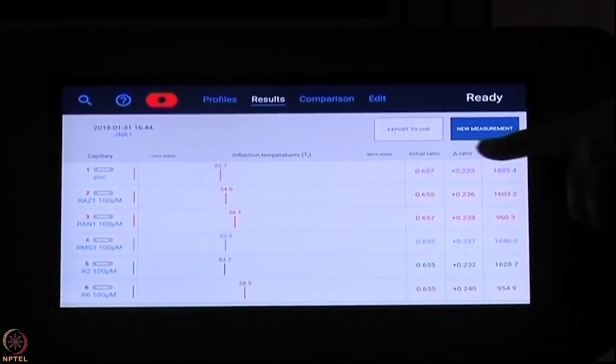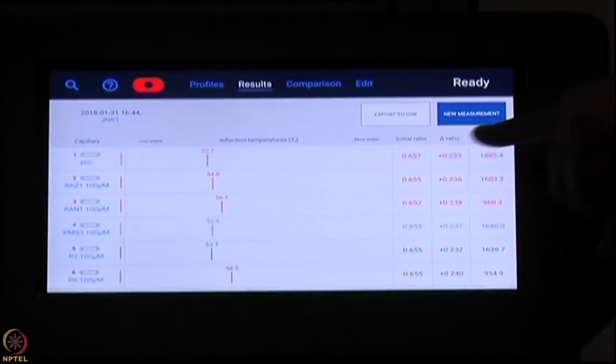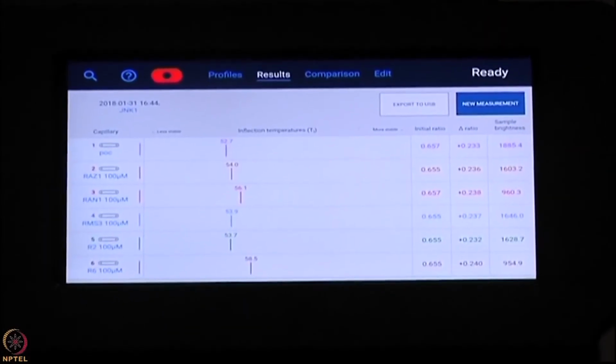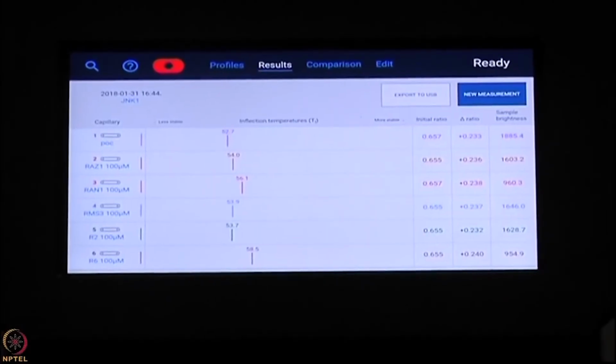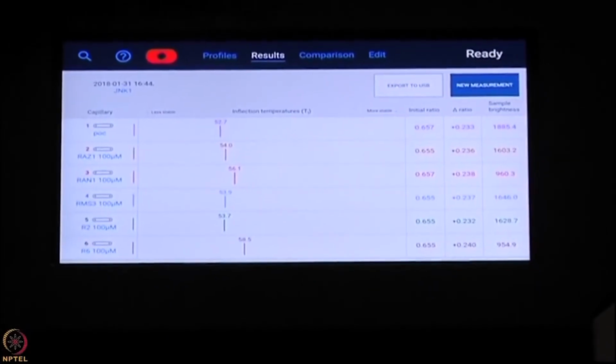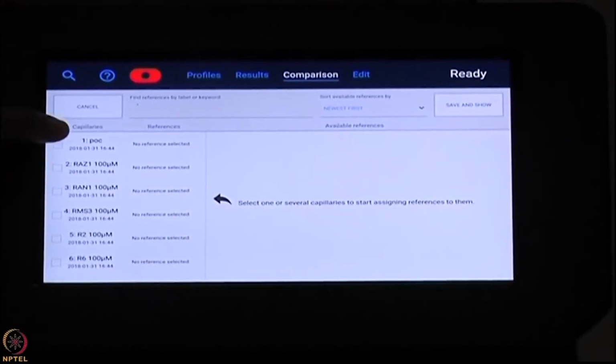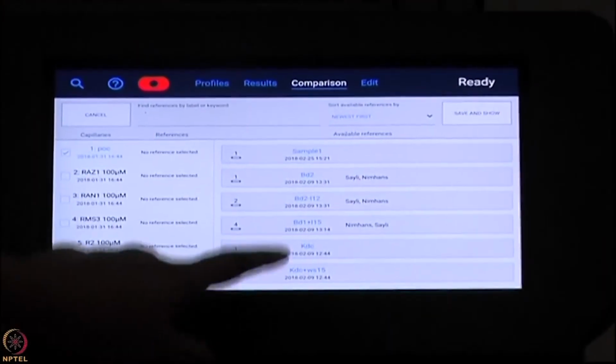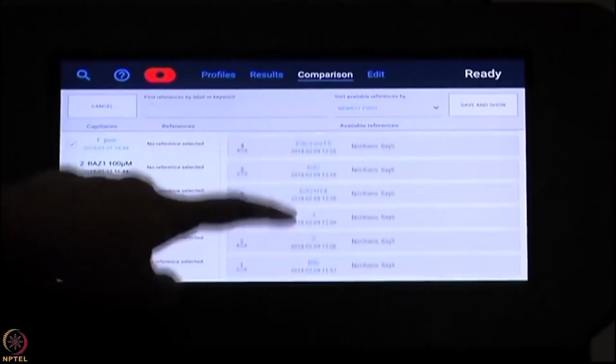So you always get the delta ratio, which will tell you the percentage unfolding, and the sample brightness. It is not exactly a quantitative parameter. It is relative: if I'm taking 1 sample as a standard, against that one, what is the brightness that you have. It will always give the relative quantitation figure also.